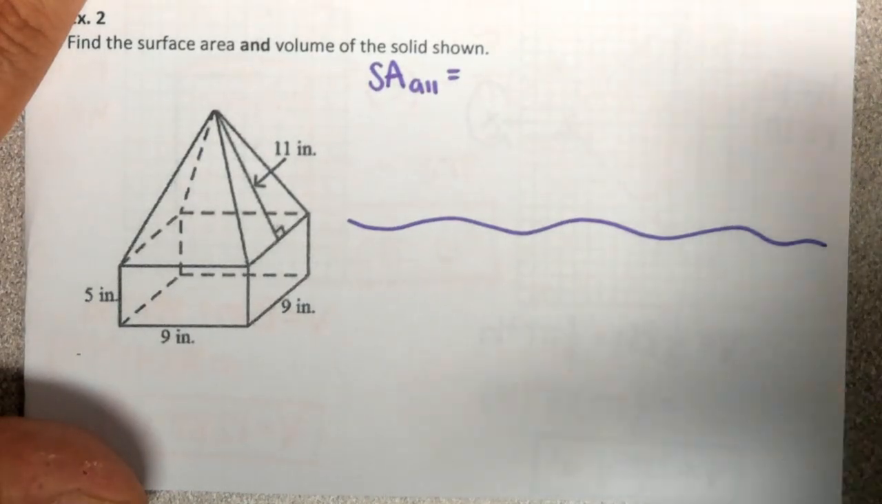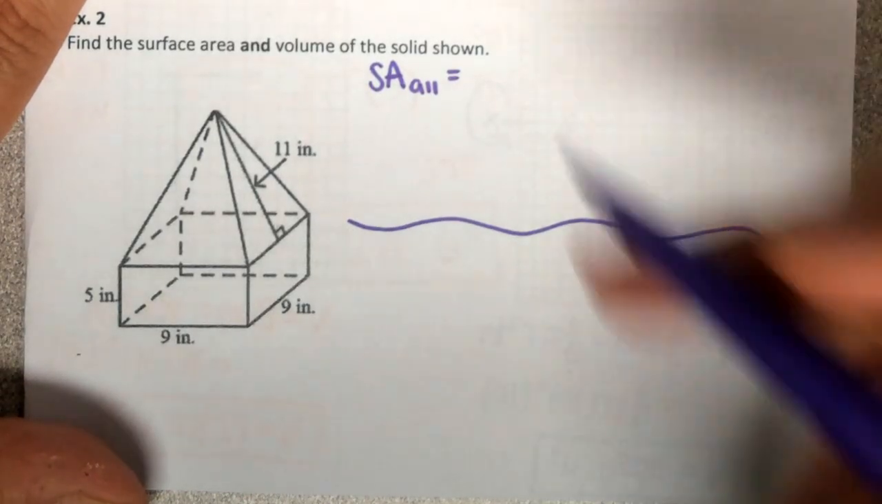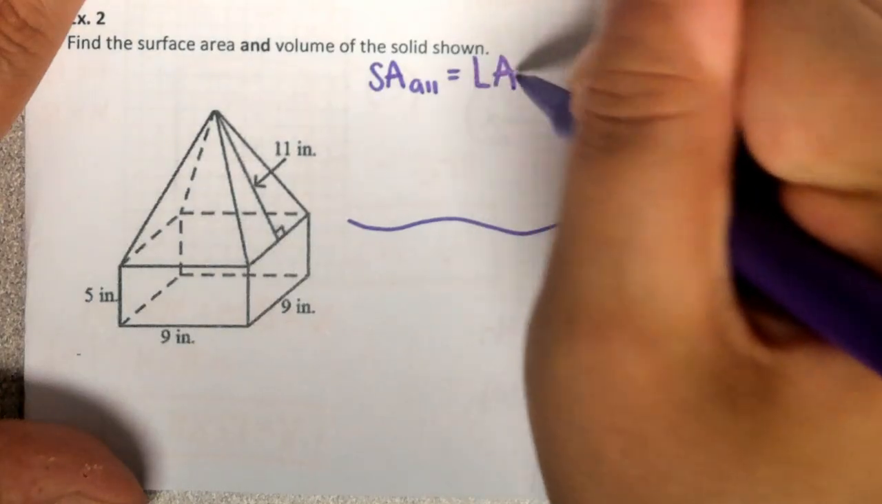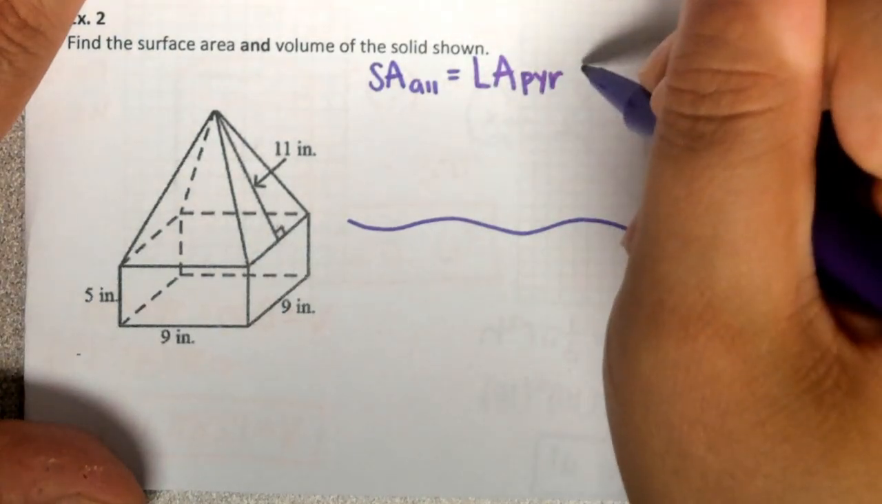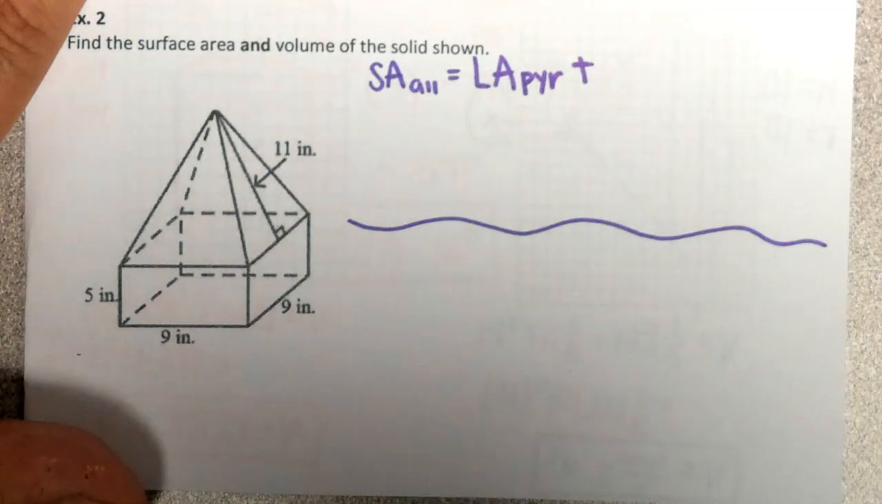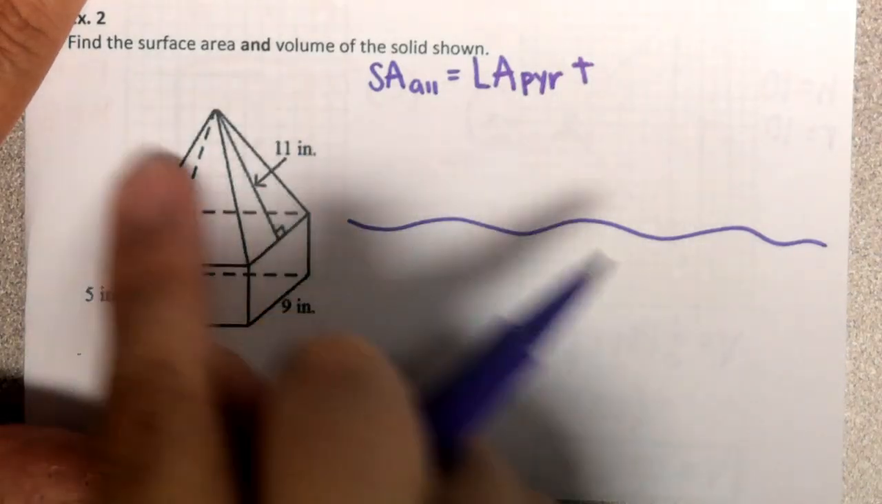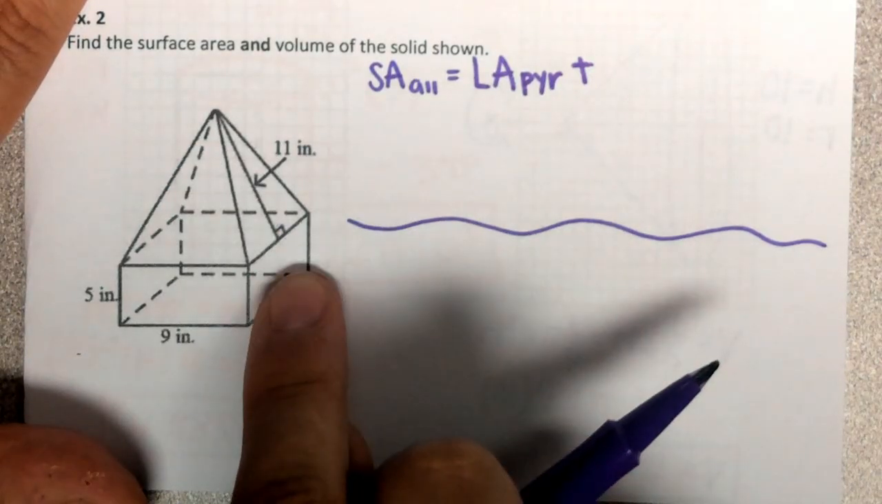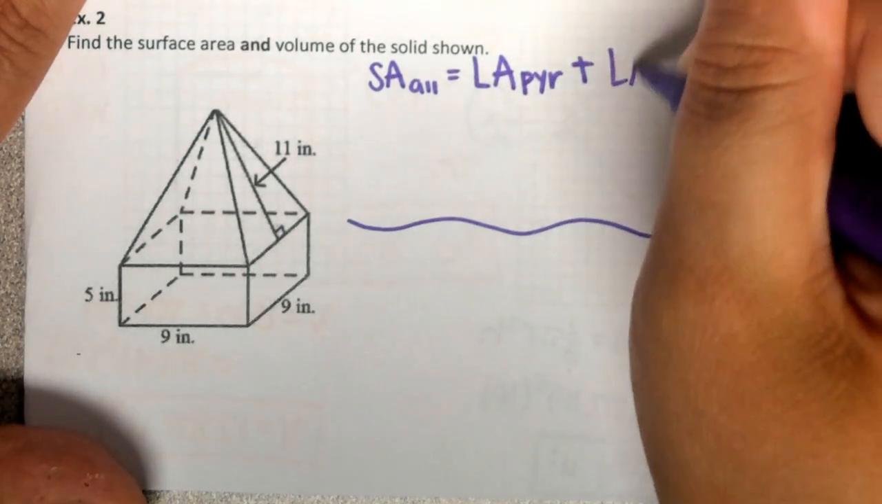I would find the lateral area of the pyramid, plus, we'll get to that last. What else? The lateral area of the pyramid, so around the pyramid. The lateral area of the prism.